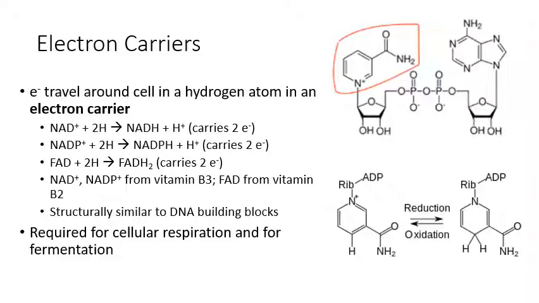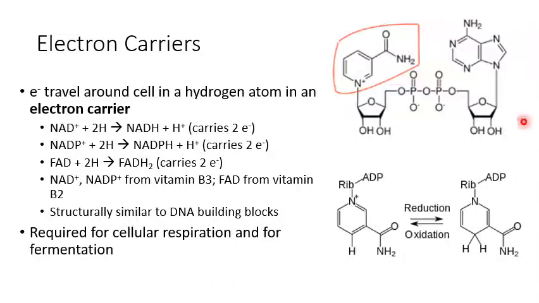And for each of those, that's the form that does not have electrons on it. So for NAD+, when you add electrons to it, it becomes NADH. For NADP+, when you add electrons, it becomes NADPH. And for FAD, when you add electrons, it becomes FADH2. It's the NAD+/NADH and the FAD/FADH2 that play roles in cellular respiration, and then NAD+/NADH also plays a role in fermentation. The NADP+/NADPH is mostly relevant in plants for photosynthesis.